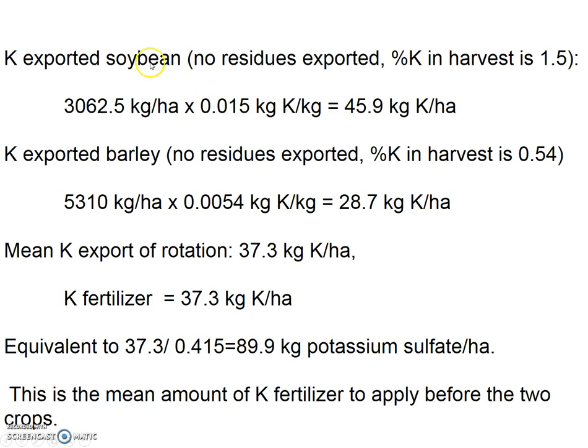The K exported by soybean, multiplying yield by the concentration of K, is 45.6, and for barley is 28.7. The mean value for the rotation is 37.3. This can be supplied using 89.9 kilograms of potassium sulfate, as potassium sulfate has a concentration of 0.415 kilograms of potassium per kilogram of potassium sulfate. This is the amount to apply before both crops.